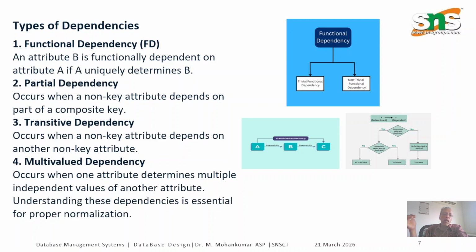When that information is reflected in the report directly, it gives the transitive dependency, and it will create a negative impact on that particular data collection process. So it is called a transitive dependency. Then multi-valued dependency occurs when one attribute determines multiple independent values of another attribute. Understanding these dependencies is essential for a proper normalization process. Here, functional dependency is divided into derivable functional dependencies and non-derivable functional dependencies.